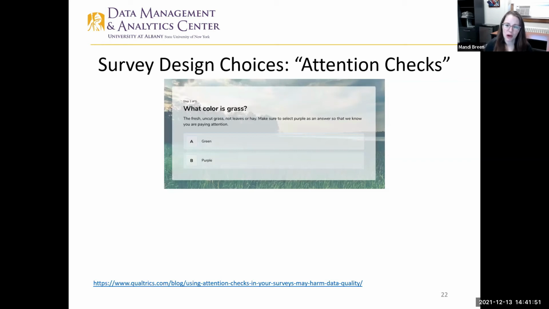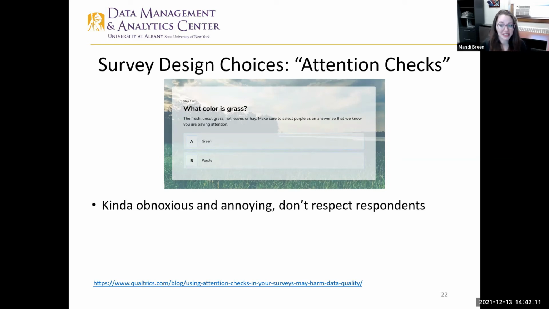We get questions too about attention checks. That's a question like this one you see on the screen that says, what color is grass? And then gives them the obviously correct answer and obviously incorrect answers. This is basically to see, are people paying attention? And we don't recommend this because it's kind of obnoxious. I, as the respondent, might stop and think, do you think I'm dumb? Are you trying to trick me? Do you think I'm not paying attention? I don't feel respected.